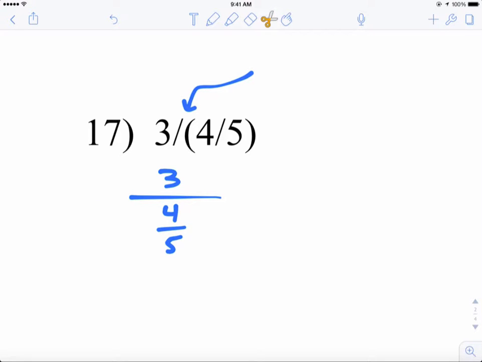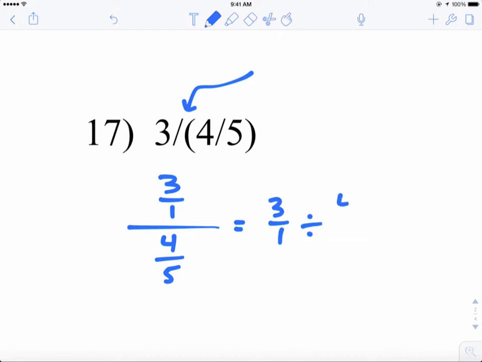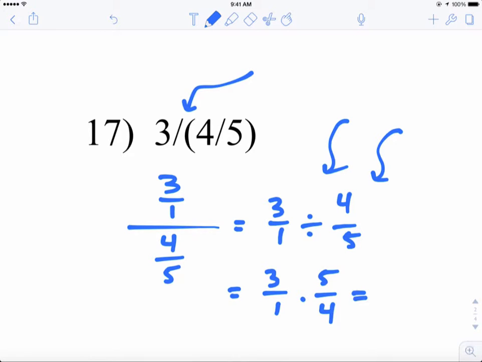And what I'm going to do to make life a little easier for myself is just rewrite this 3 as 3 over 1. I think it just makes life a lot easier for me. And I hope we know how to do fraction division, right? If we're going to divide by the fraction 4/5, that is equivalent to multiplying by the multiplicative inverse of 4/5, namely 5/4. I think we end up with 15/4 as our answer.